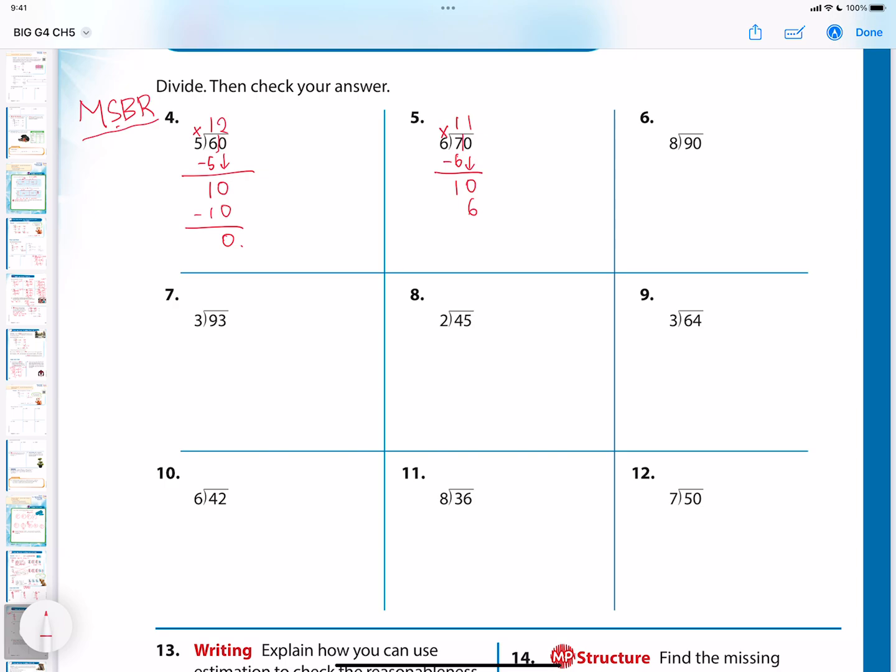So you have only 10 cookies, but you cannot divide 12 cookies, right? So now you need to subtract again, and get 4. And there's nothing to bring down, so you are just going to put this 4 up there with R, which is remainder 4. So you have 70 cookies. You divide that among 6 friends with 11 cookies each, and you have 4 left over.